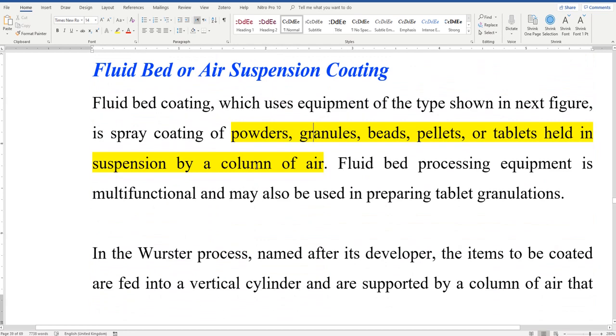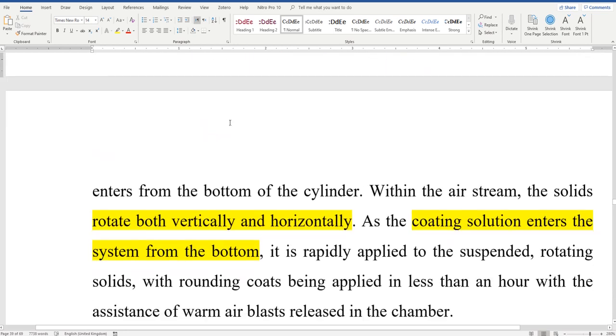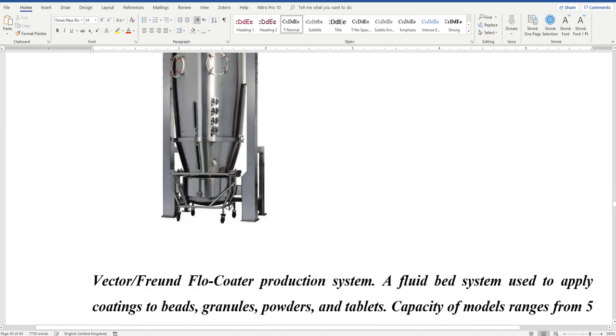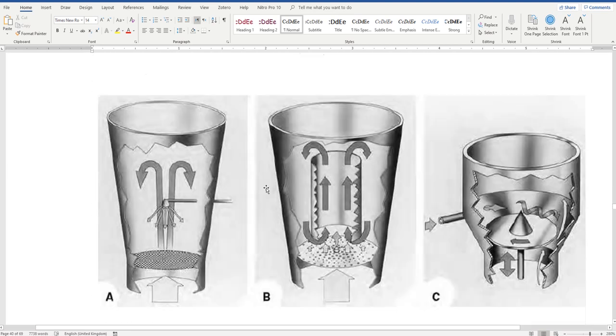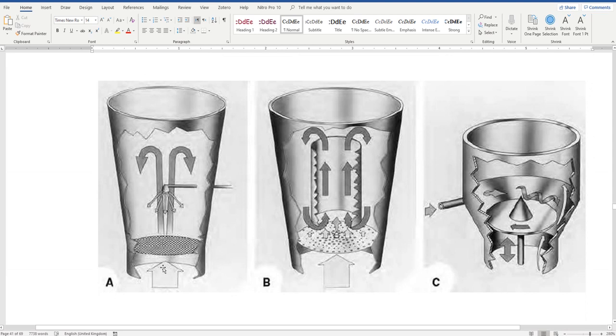Now, in this fluid bed coating process, I want to show you the figure here, which is similar to the fluidized bed granulator. Look at this figure A. In this figure A, you will add the tablets here. The air will come and fluidize the tablets. While they are getting fluidized, suspended, and at the same time rotated horizontally and vertically, you have a spray from the top. This spray is a spray of polymer. Okay?